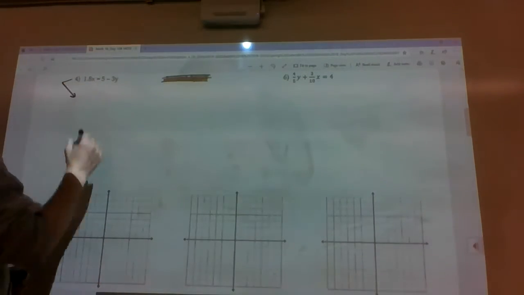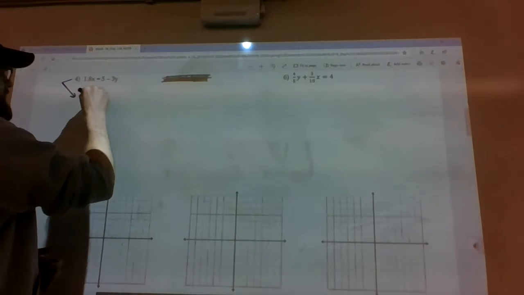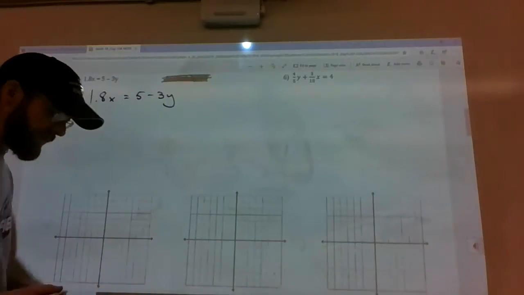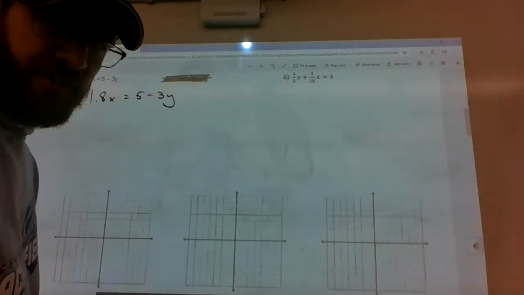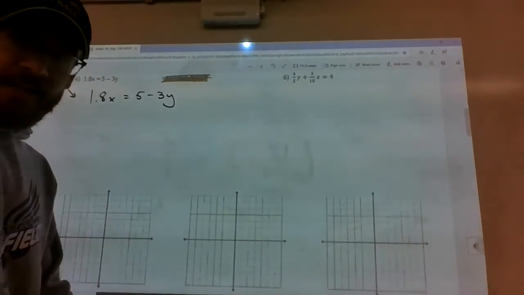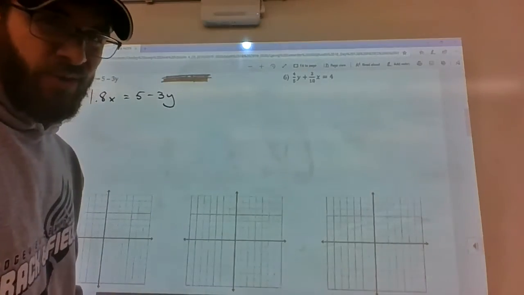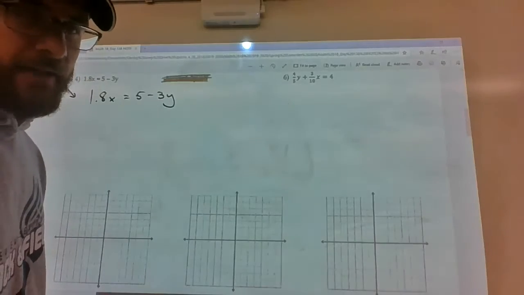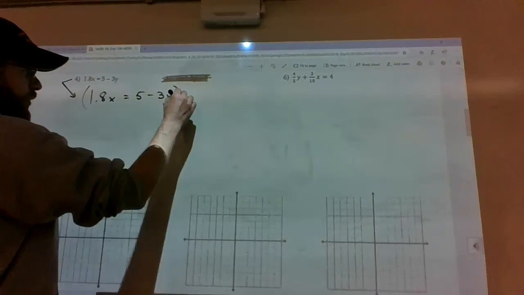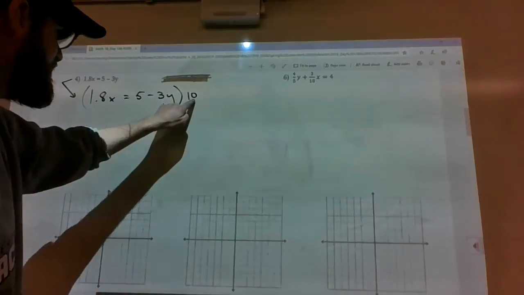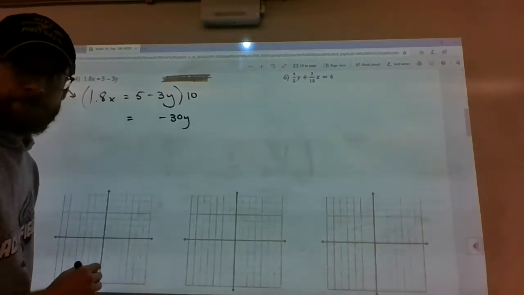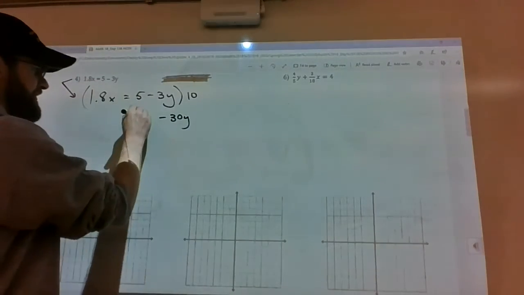Number 4. Let's see here. Oh, we got decimals. So how do we incorporate decimals into this kind of work? Well, there's two things you can do. One is you can just multiply the whole thing by 10 right off the bat, and the decimals disappear. So if I multiply both sides of the equation by 10, 10 times 3y is negative 30y. Yeah? 10 times 5 is 50.